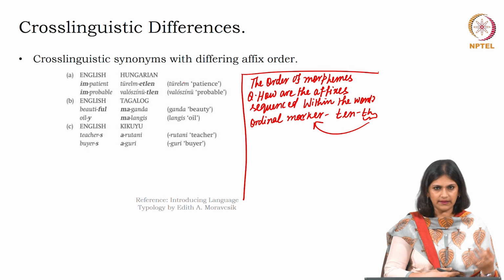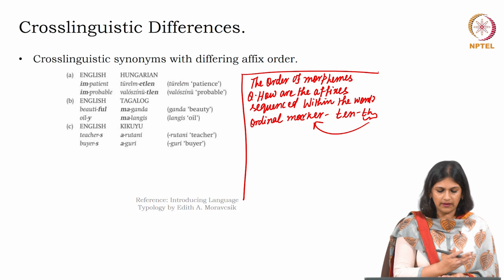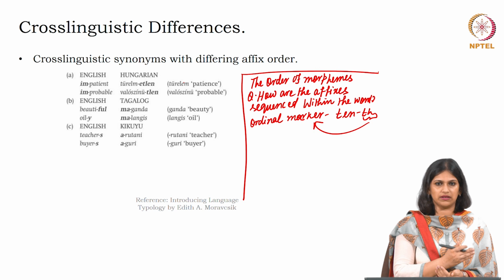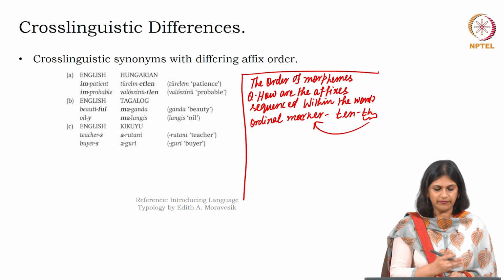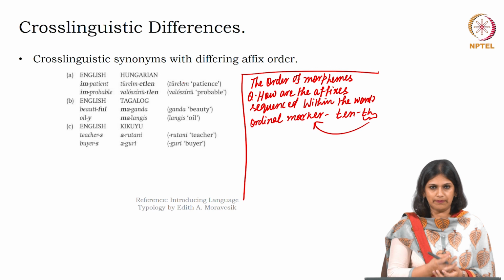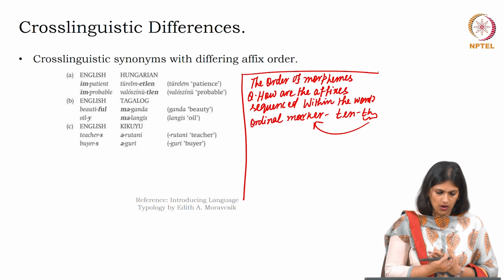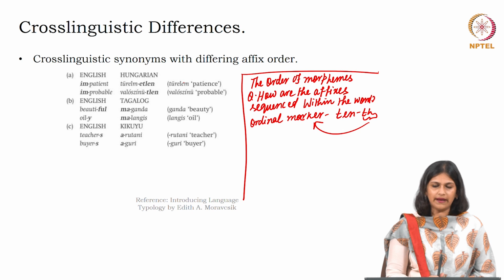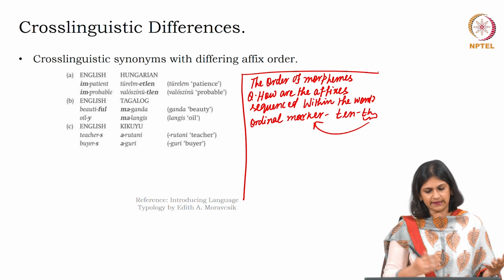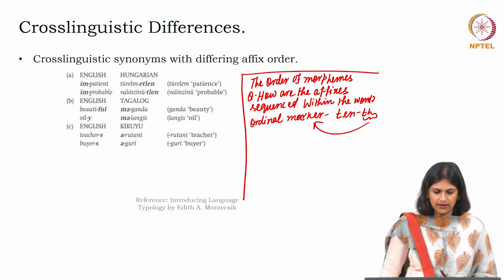And what is the meaning? They are primarily the antonym, they are making the antonym of the root word. So if patient is the patient, impatient is the antonym of patient. Probable, improbable, improbable is the antonym of probable. So what function does the morpheme im play here? Im is the antonym marker, right? Or it changes the meaning of the word entirely in that sense. So diametrically opposite meaning. So im and etlen, they are similar kind of morphemes, but im is a prefix and tlen is a suffix.